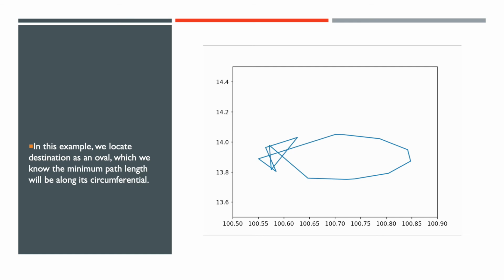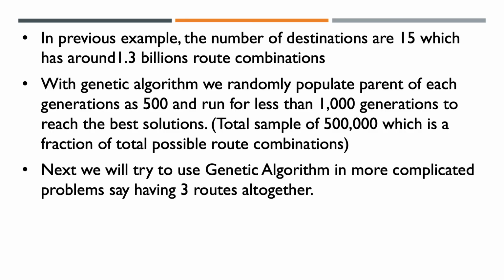You can also see that the features of the previous generation are preserved when it reaches the optimum point. The number of destinations is 15, which has around 1.3 billion route combinations. With the genetic algorithm, we randomly populate the parents of each generation as 500 and run for less than 1,000 generations to reach the best solution. The total sample is around 500,000, which is a fraction of the total possible route combinations.